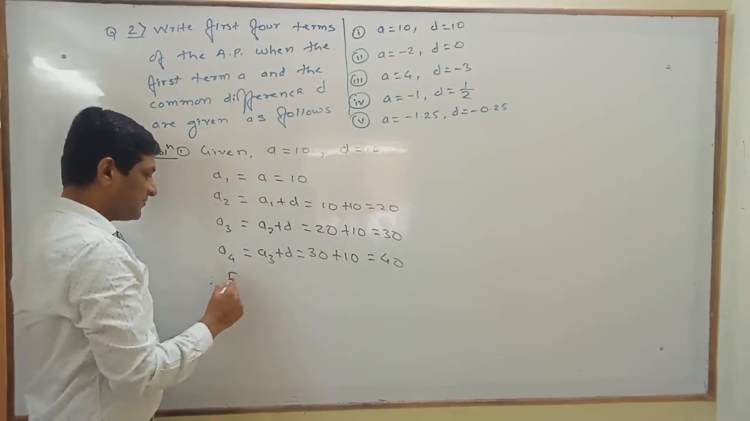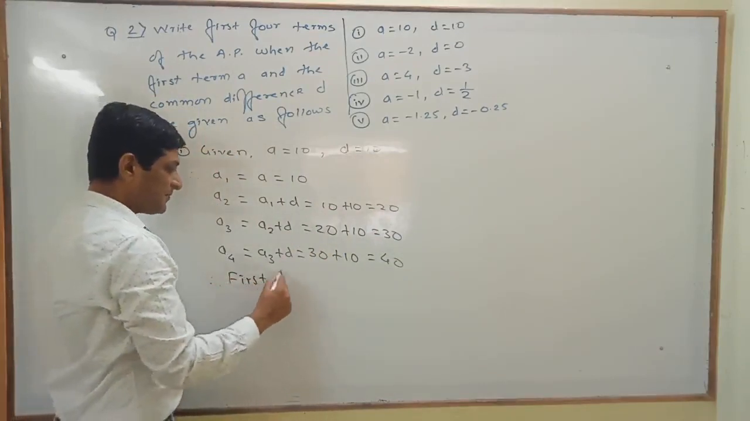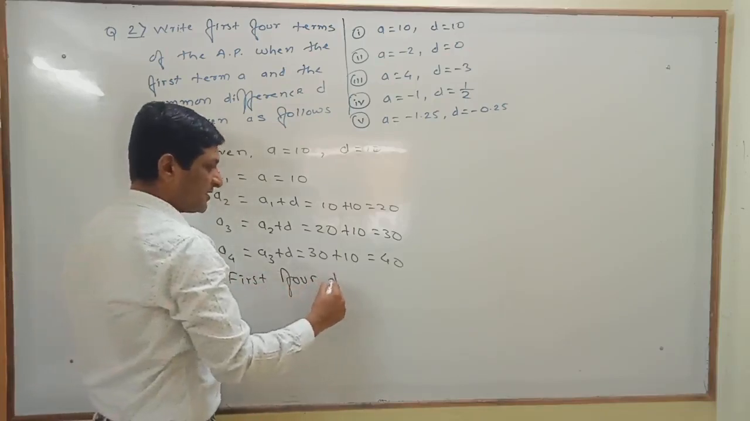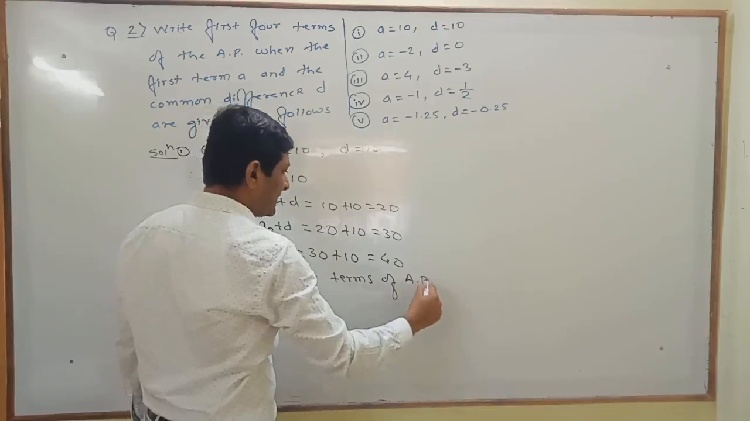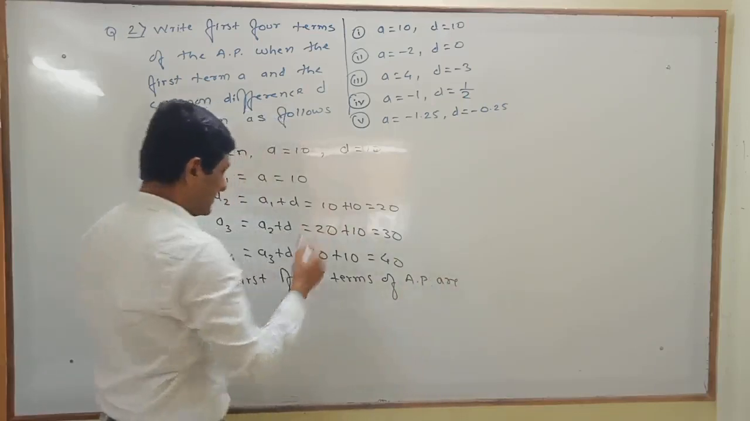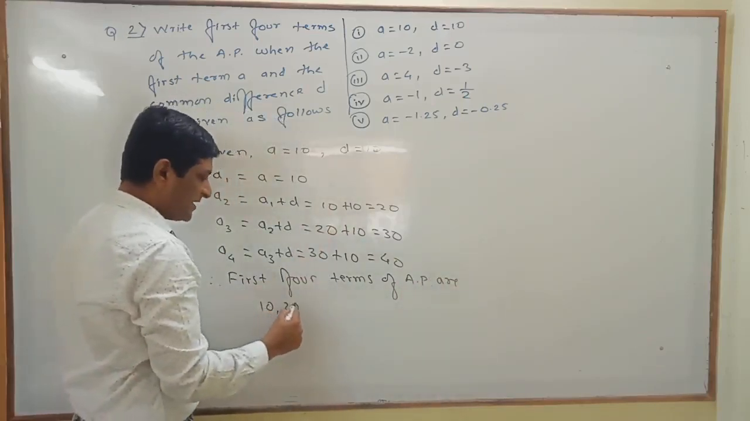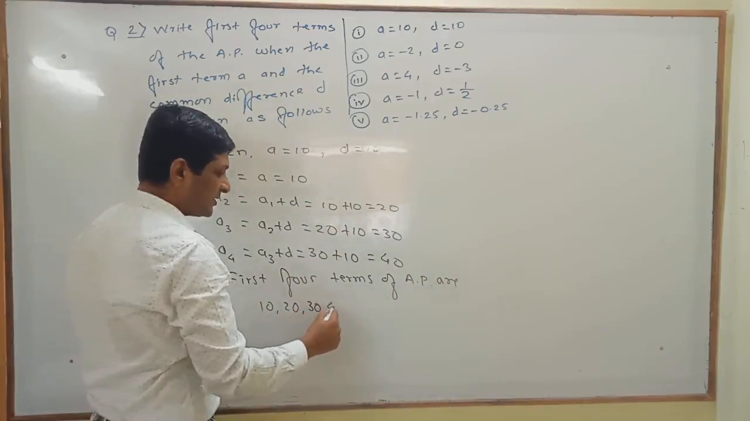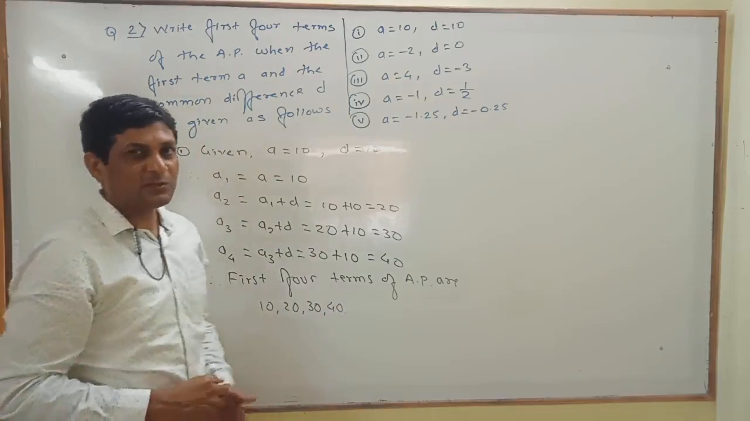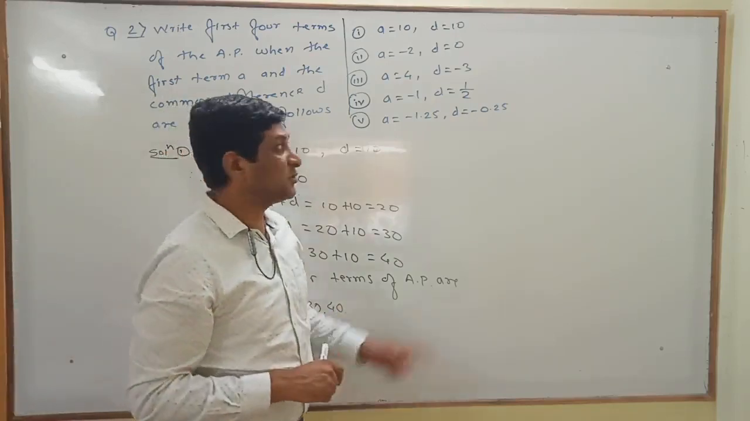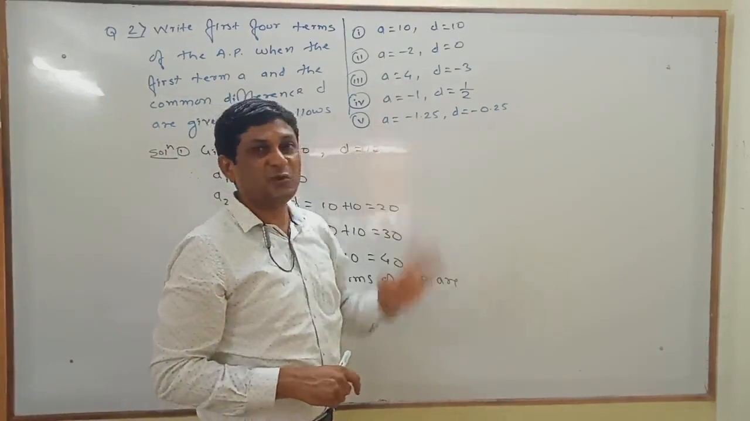So therefore the first 4 terms of AP are 10, 20, 30, 40. So in this way we have got the first 4 terms. We have to apply the same method to solve the remaining 4 examples.